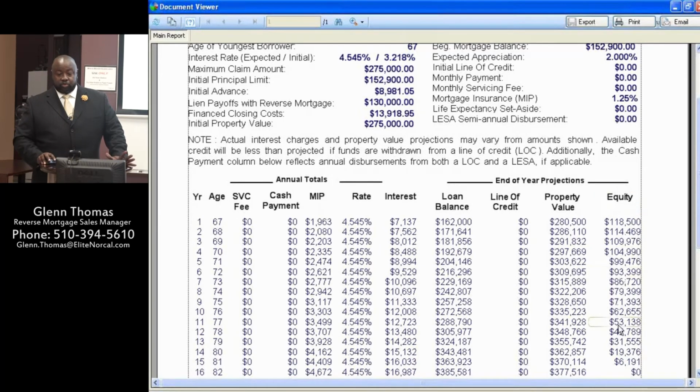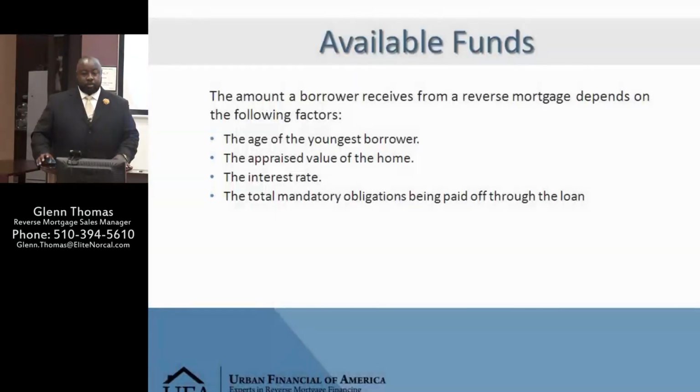So you see at 2%, and that's modest. I mean, 2% is very modest, especially in California. Like I said, it goes off the youngest borrower, home value, and the interest rate. Another thing in the reverse mortgage, everybody out there who's listening to this, write this down.